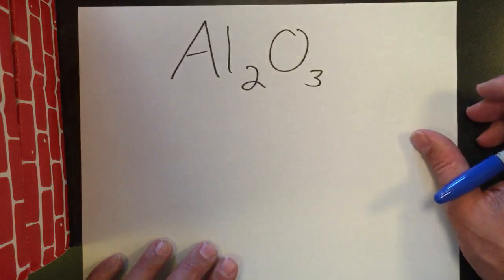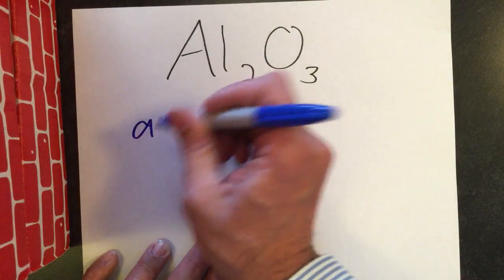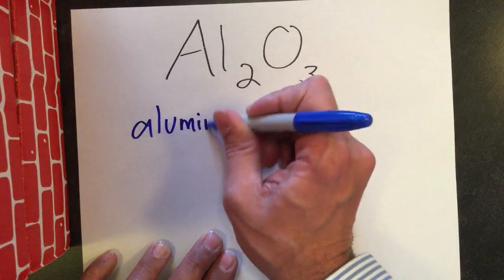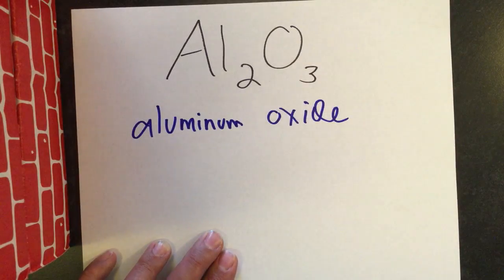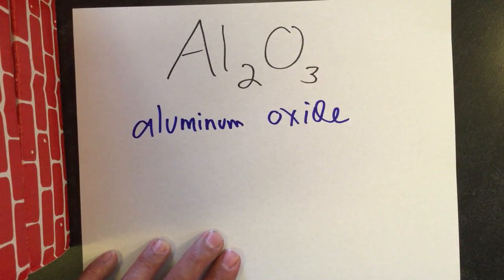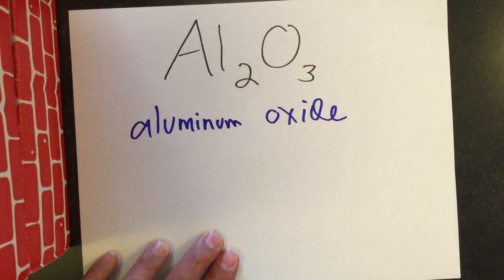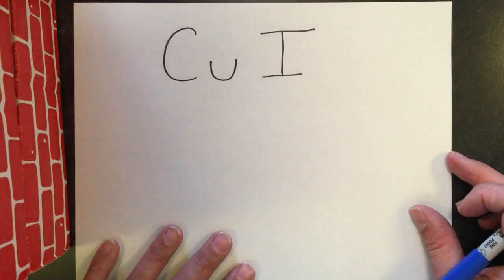Let's take a look at this one. Al2O3. Al is aluminum. Aluminium in some countries. O is oxide. Don't care about the 2 or 3. They can figure it out for themselves. Aluminum oxide. Great. We are zipping right along. Remember, you can always pause, play, rewind. It's a great thing about YouTube videos.